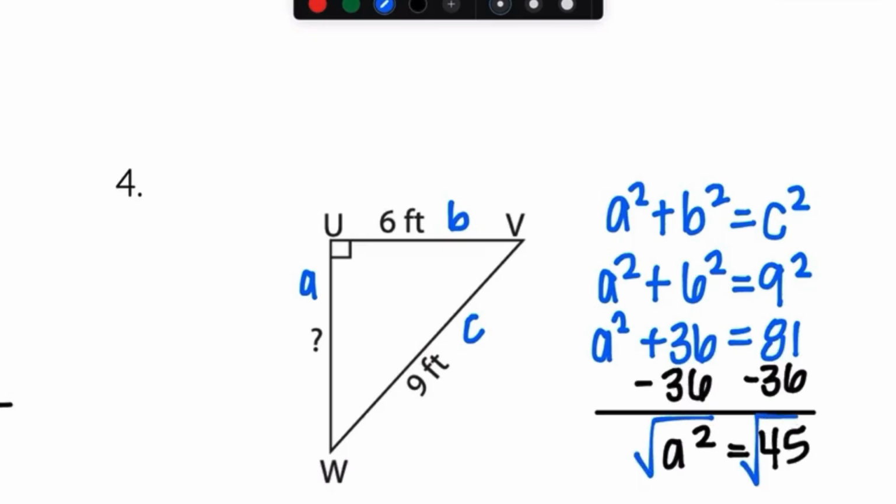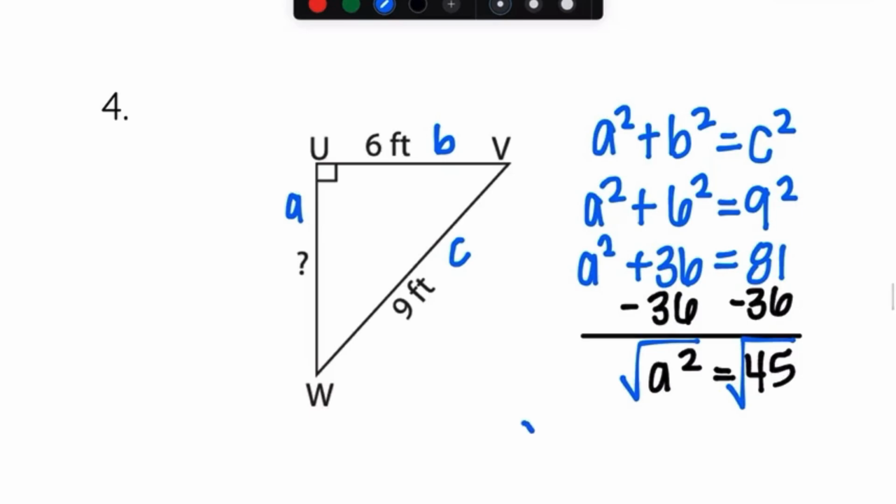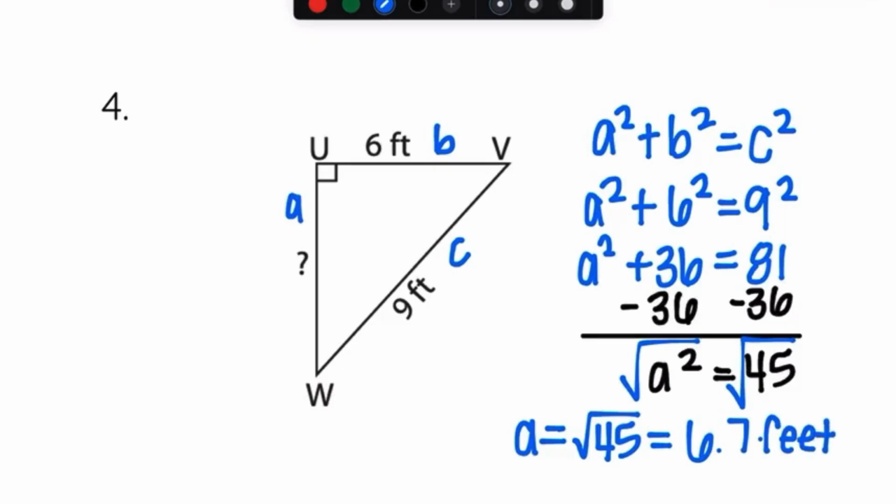And again, we take the square root of both sides. 45 is not a perfect square, so I have to type that in my calculator. And when I do, I get 6.7 feet. Okay, oops, I probably should have abbreviated just like the rest. Okay, 6.7 feet.